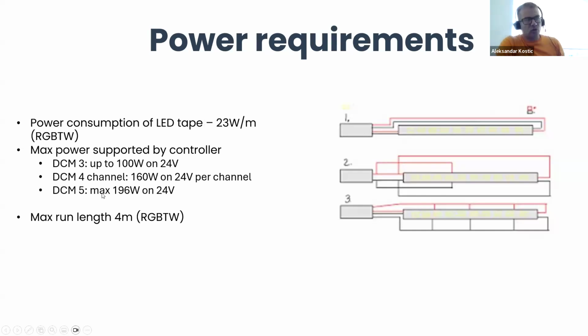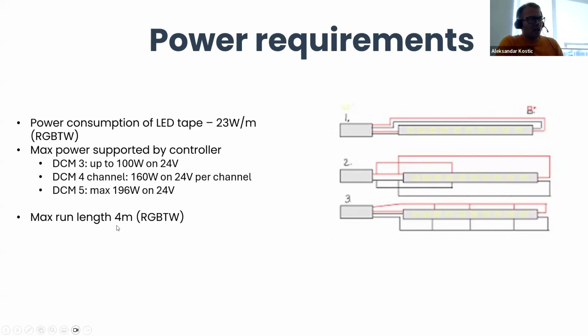In this case, if I have 23 watts per meter, and my maximum power available from DCM5 is 196 watts, that means I cannot have more than about 8 meters of RGB tunable white LED tape connected to a single controller. So if I have a longer tape, I need to use more controllers to be able to control that LED length.